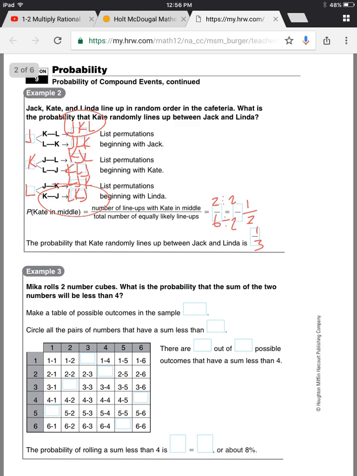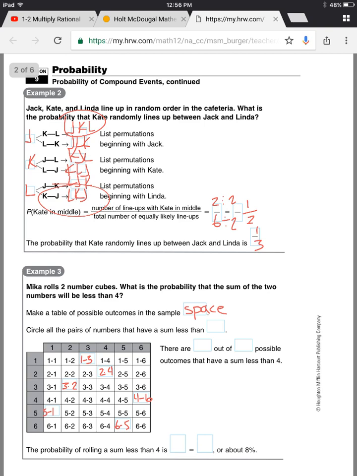Micah rolls 2 number cubes. What is the probability that the sum of the 2 numbers will be less than 4? Make a table of possible outcomes in the sample space. So we're going to fill in this. We could get a 1 and then a 3, a 2 and then a 4, a 3 and then a 2, a 4 and then a 6, a 5 and then a 1, and a 6 and then a 5.